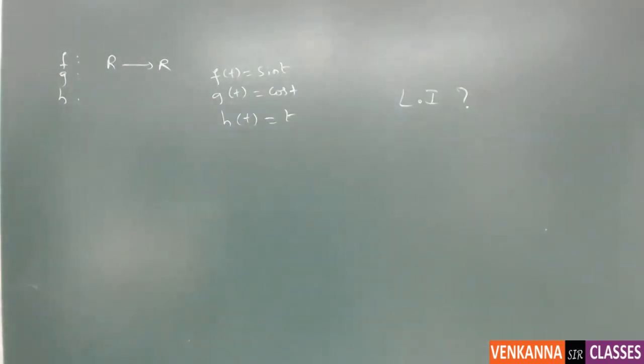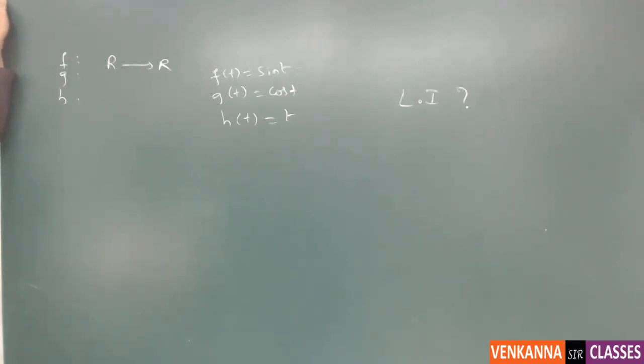Now you can observe the difference between the previous problems we have solved on linear independence and this one. There you were given vectors, you wrote a linear combination assuming that it is equal to 0, and you solved a system of equations. If you are able to find the values of a, b, c, the scalars, then it is dependent. If the values of a, b, c are only 0, it is linearly independent. That type of thing you have done earlier. But here it is somewhat different.